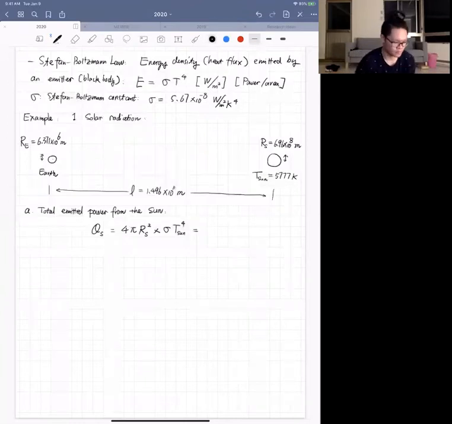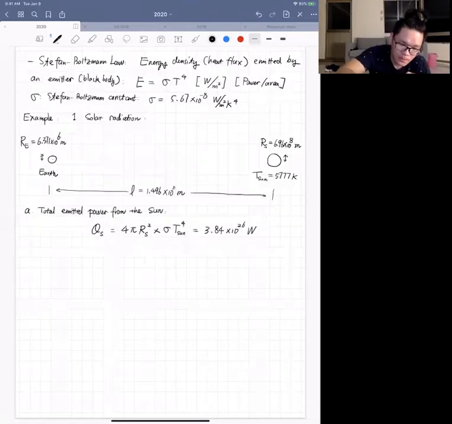If we go to force power, it's a very strong dependence. This gives you about 3.84 times 10 to the 26 watt. So this is a huge, huge amount of power. I remember the power we consume on Earth every year is about tens of terawatt. A terawatt is 10 to the 12. So this is 10 to the 26. This is an astronomical number. Very large. But unfortunately, only a tiny, tiny fraction of this power would reach the Earth.